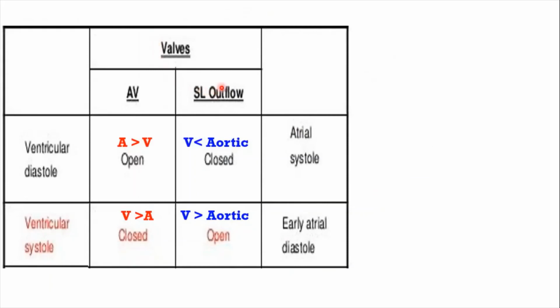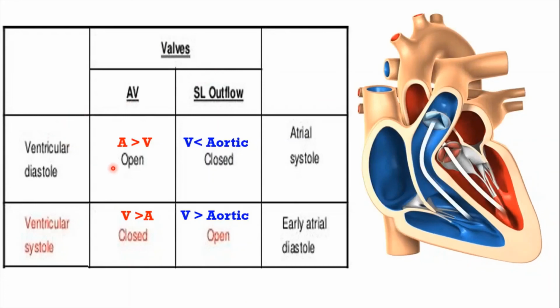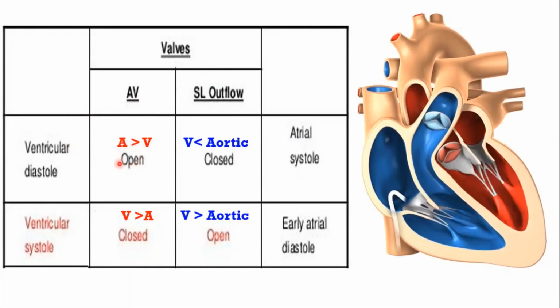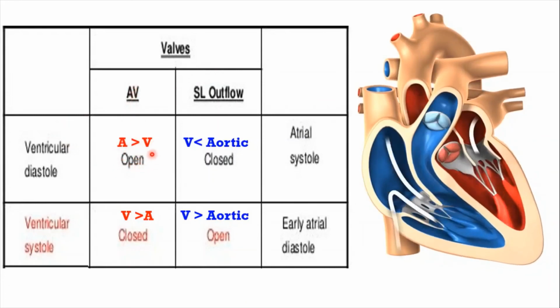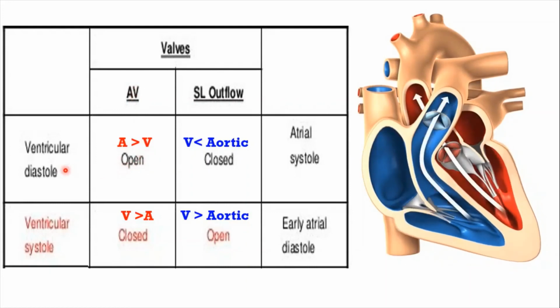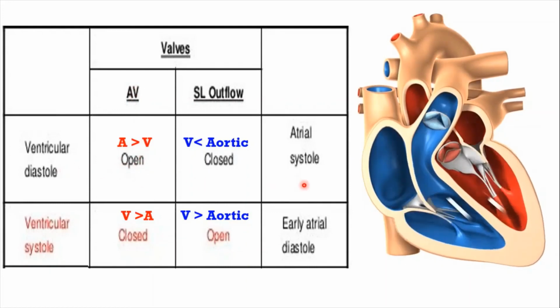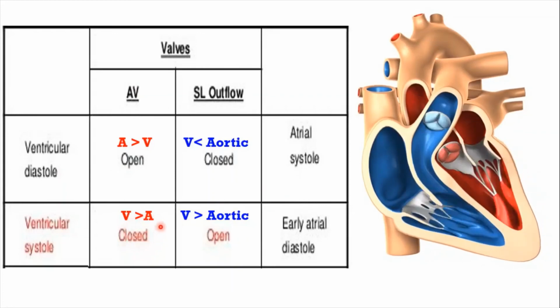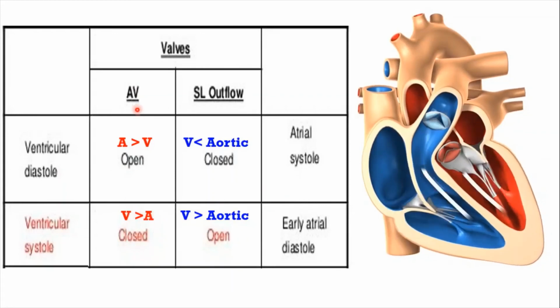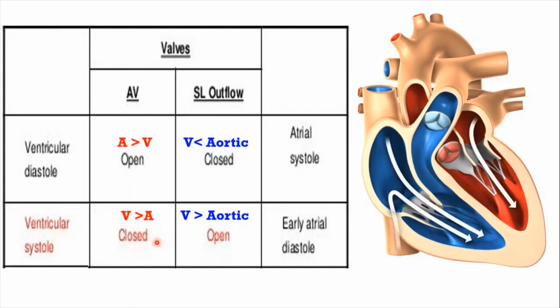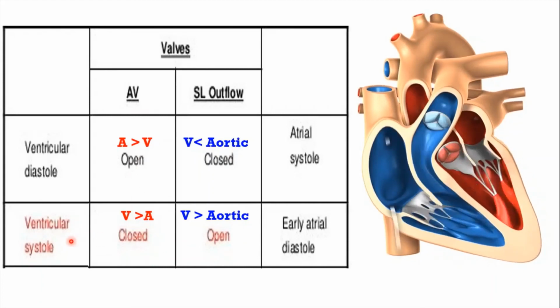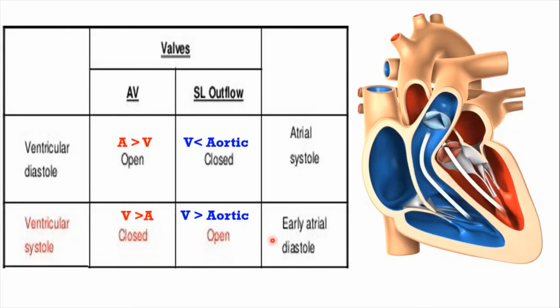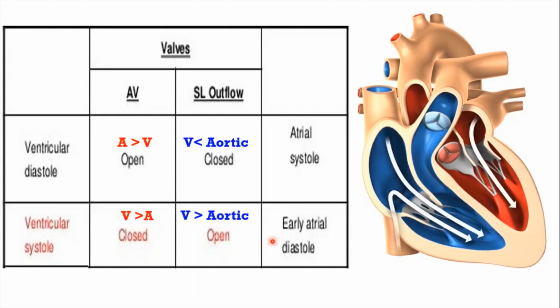Now we'll discuss the opening and closure of valves. When atrial pressure is more than the ventricular pressure, the AV valves open. This happens during cardiac diastole and also during atrial systole. When ventricular pressure is more than the atrial pressure, the AV valves are closed. This we observe during ventricular systole and also during early atrial diastole.